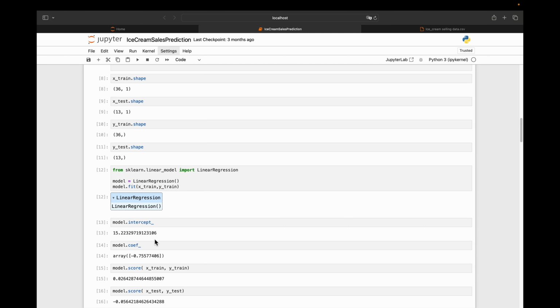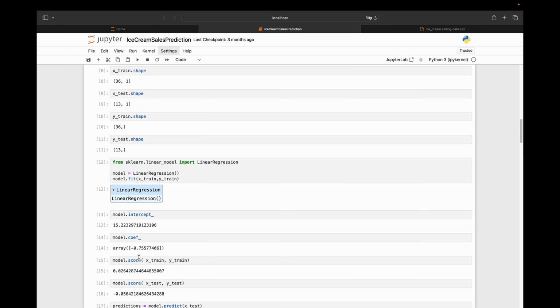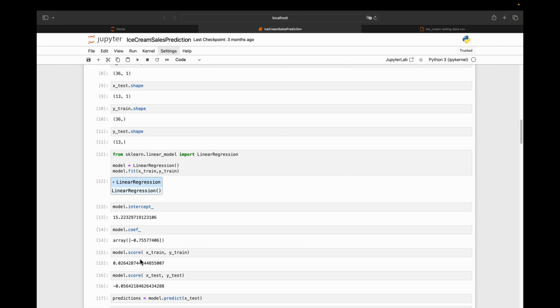We have discussed the score as well, and the score we'll be using is called the R2 score. If you observe on training data, the score that we are getting is very low, that is 0.02. And on testing data, it is even negative. By seeing this, we can understand that the model that we are getting is underfitting. The score on the training data itself is very low, so we can clearly understand that the model is underfitting.